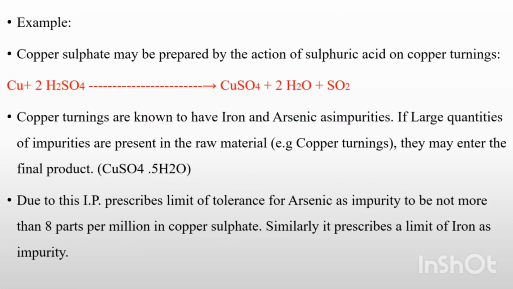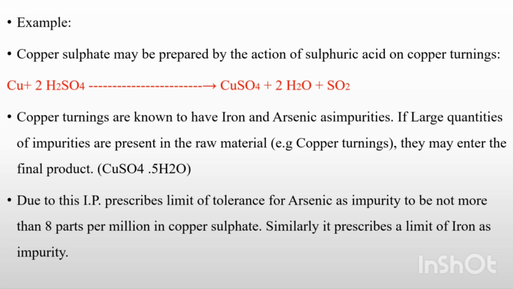The second example is copper sulfate, which may be prepared by the action of sulfuric acid on copper turnings. So copper and sulfuric acid form copper sulfate. Copper turnings are known to have iron and arsenic impurities. If a large quantity of these impurities is present in the raw material, the copper turnings, they may enter the final product. So the final product, copper sulfate, will have impurities like arsenic and iron.